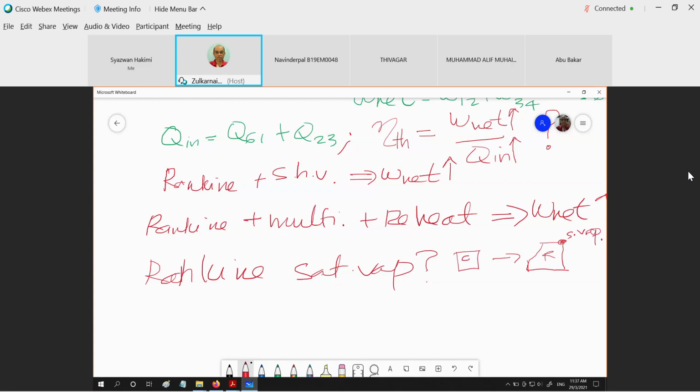So what happened in the Carnot? This side is the compressor, but for Rankine, this side is the feed water pump. So we want to change the Carnot cycle more towards a practical cycle that we can build and have the work, because Carnot cycle is only a theoretical cycle. Any question, guys? So that is the next cycle that we have learned, the multistage with reheat, to further increase the W net.